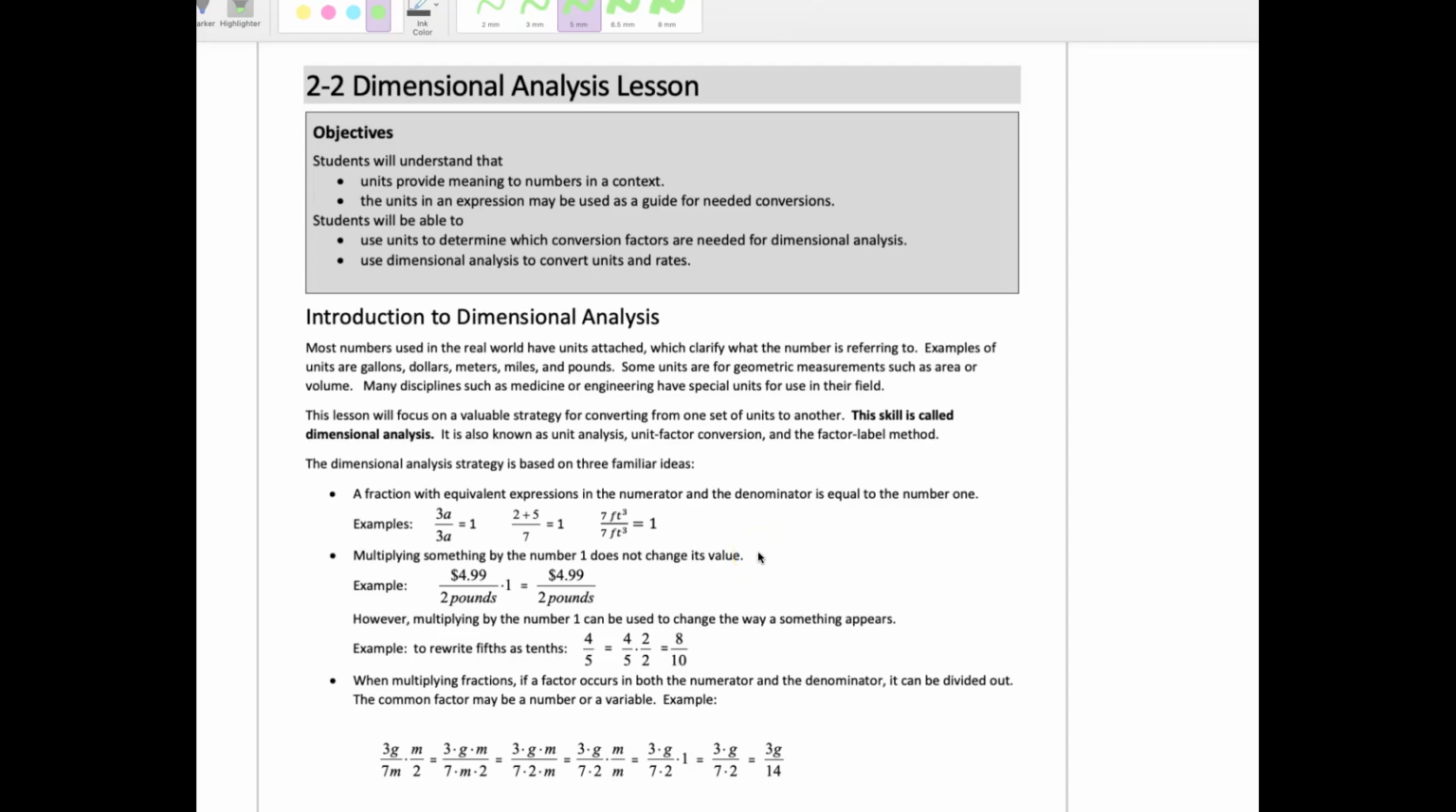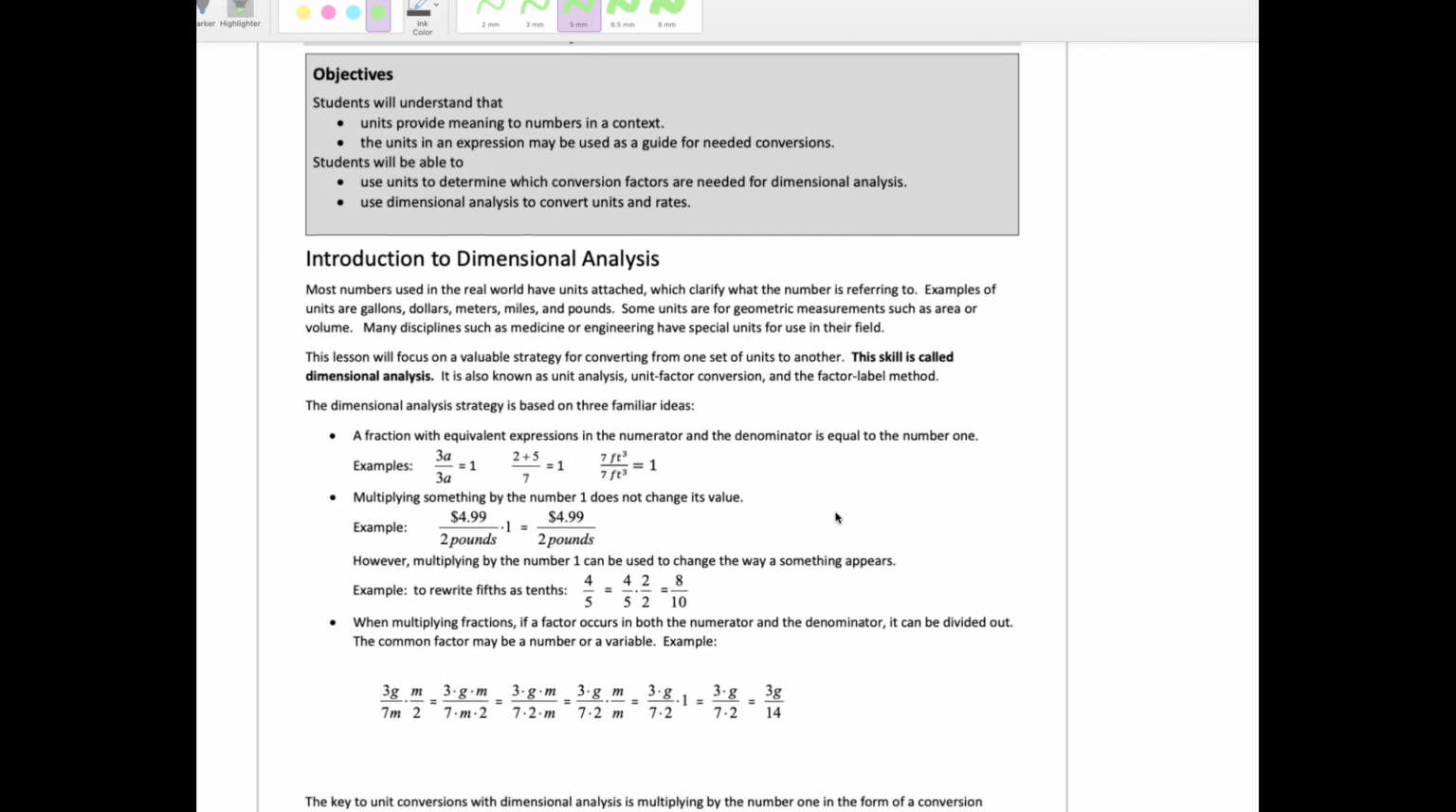We're now going to look at lesson 2-2, dimensional analysis. This is our first move into some algebra notation, and so we also have to connect this algebra to the fraction arithmetic that we do in terms of canceling things out.